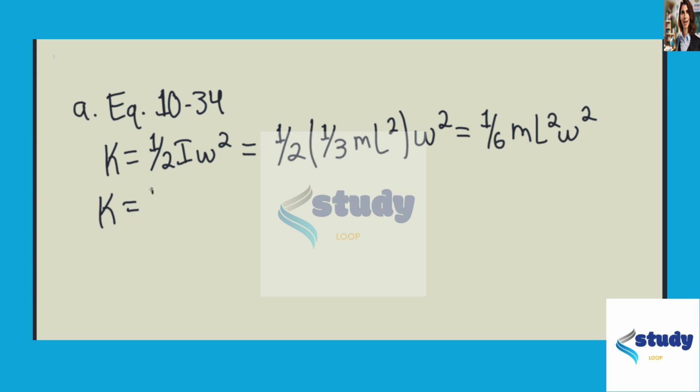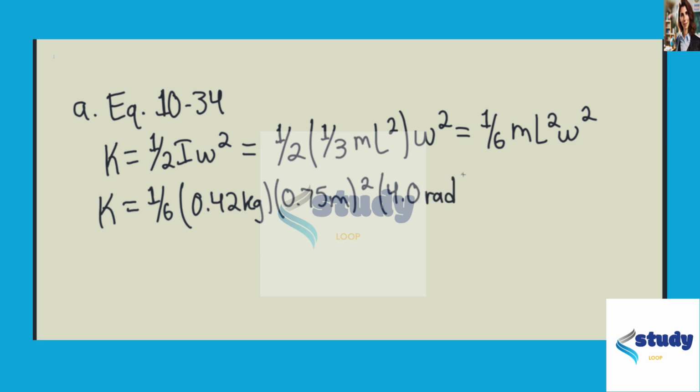So the kinetic energy would be 1/6 times 0.42 kilograms multiplied by 0.75 meters quantity squared multiplied by 4.0 radians per second quantity squared. This is giving us 0.63 joules.